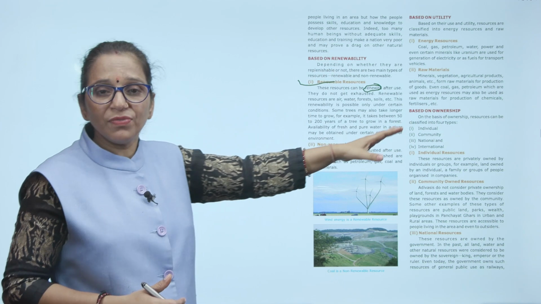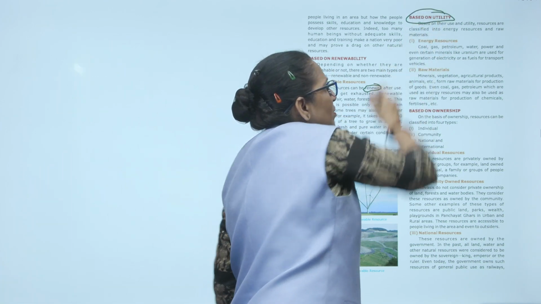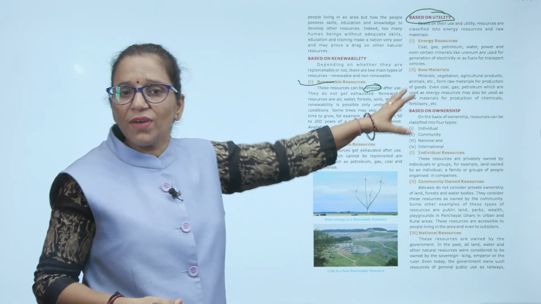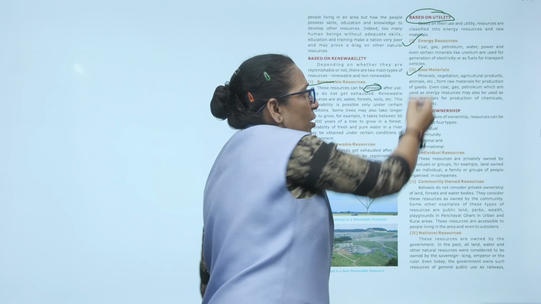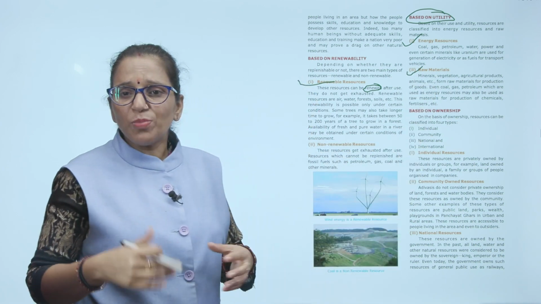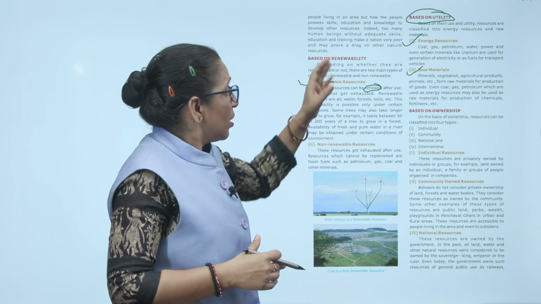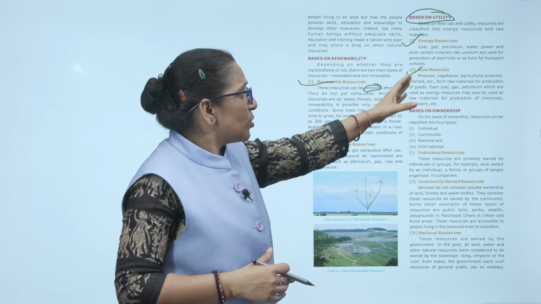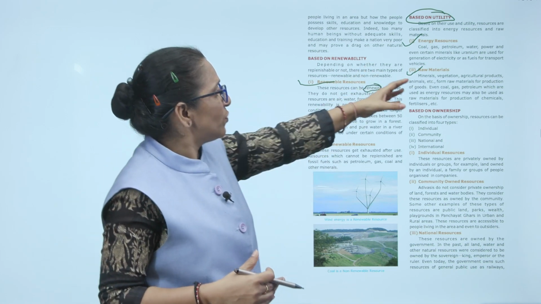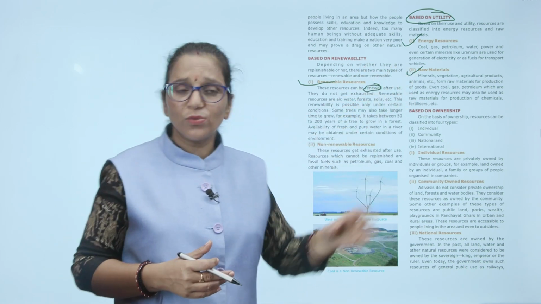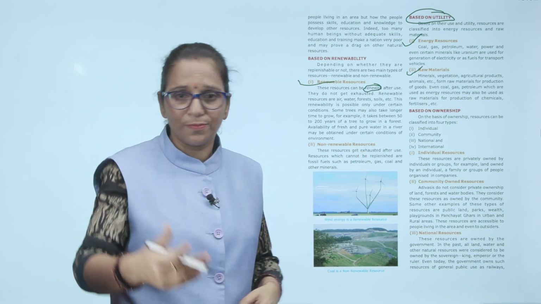Now the third classification is on the basis of utility. On the basis of use or utility, we classify the resources into energy resources and raw materials. Coal, gas, petroleum, water power, and even certain minerals like uranium are used to generate electricity or as fuels for transport and vehicles. That's why they are known as energy resources, because they help to run the machines.